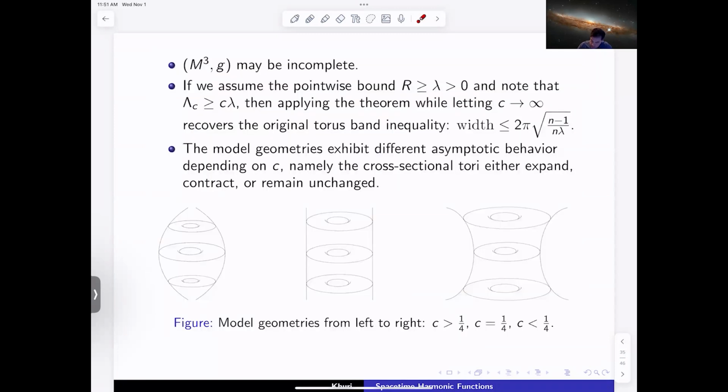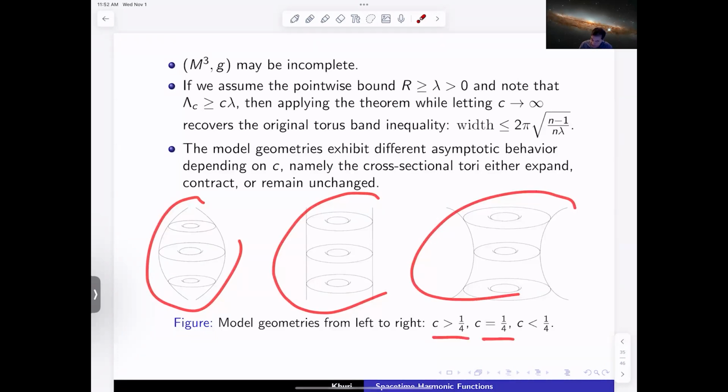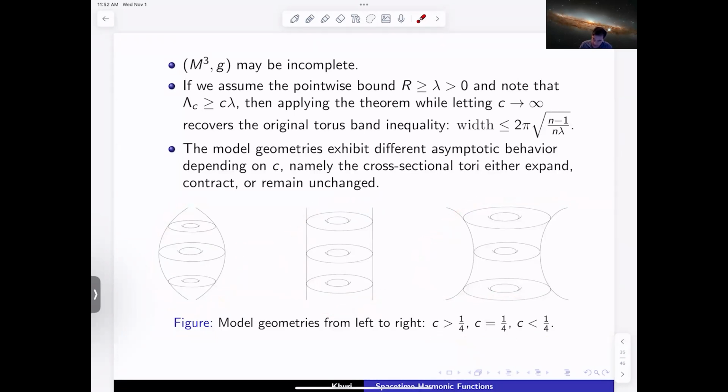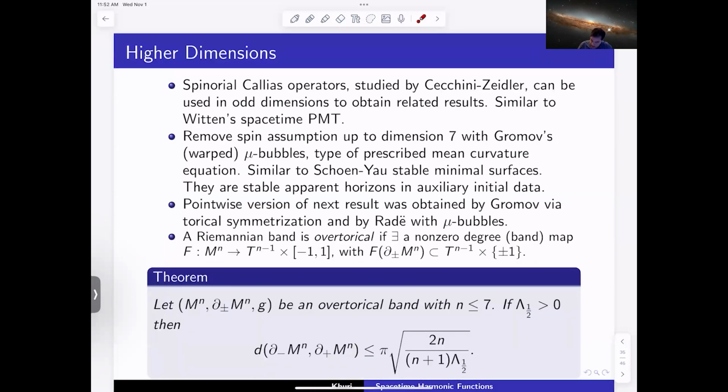Okay, so there are some interesting aspects of the case of equality, in that they have completely different behaviors if you choose different values for the C and the spectral constant, but the one we are interested in, we'll use a C bigger than 1/4. So let me, I'll skip it.